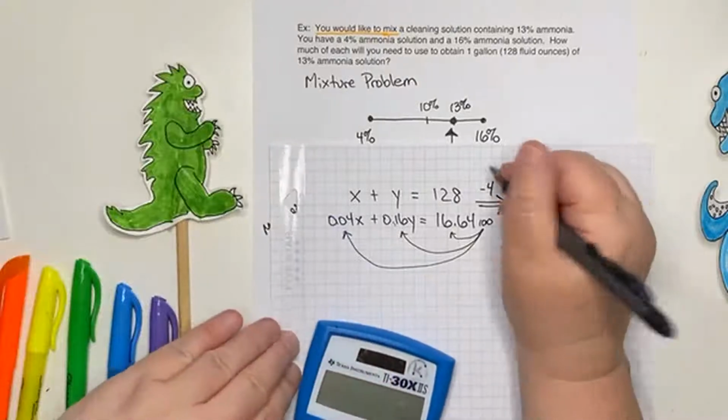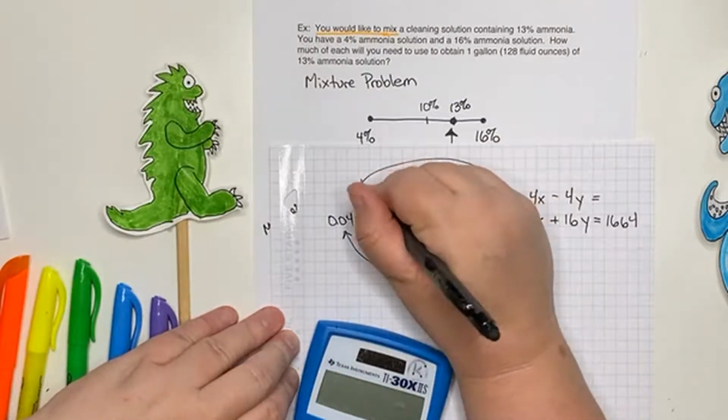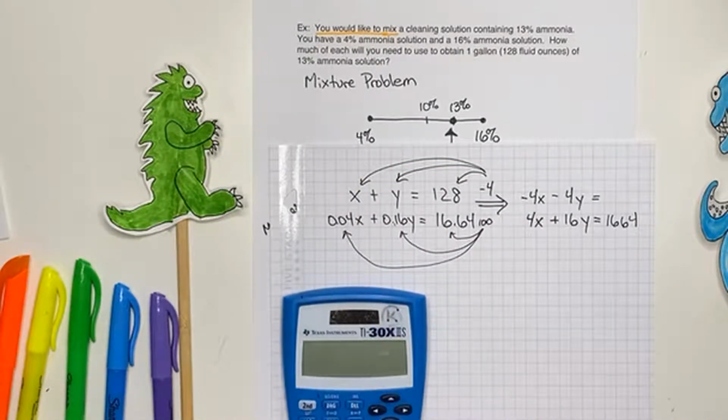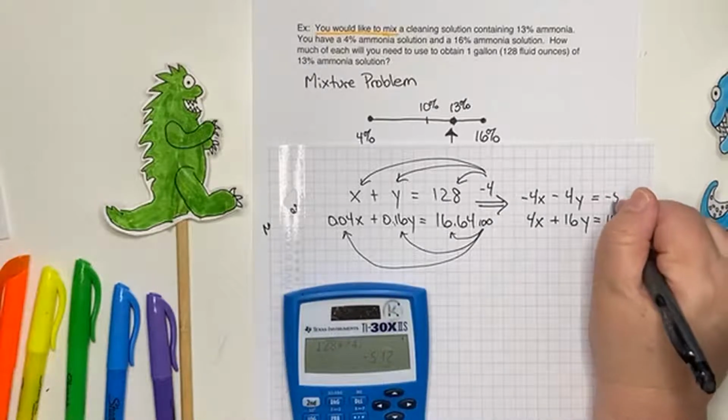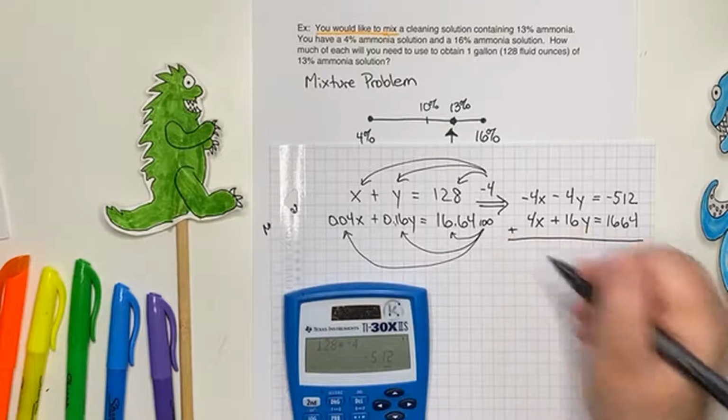I have to multiply -4 times the 128, which I know some of you could do. And I think it's 512. Did I get it? 128 times -4 equals -512. Brilliant. This is why they pay me the little bucks.